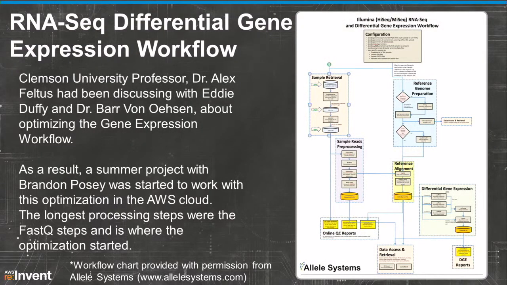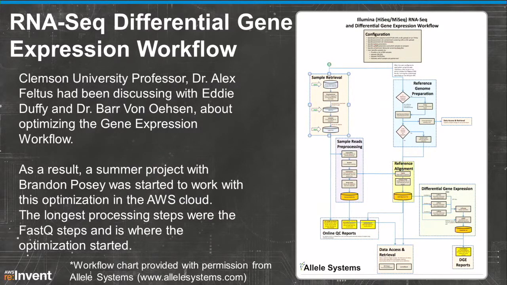We had this idea, so we're trying to look at having a real use case. And so we were working with some professors and some researchers at Clemson University. And they essentially had the idea of taking this RNA sequence differential gene expression workflow, the whole mouthful there. So there's a couple professors there. You can see Dr. Alex Feltus and Dr. Von Olsen. And they were looking at this workflow, and they're trying to figure out how to optimize it.